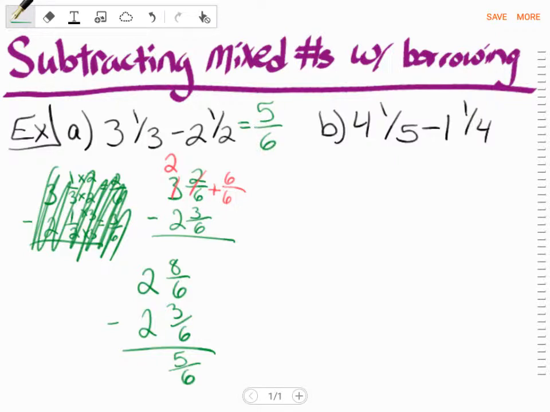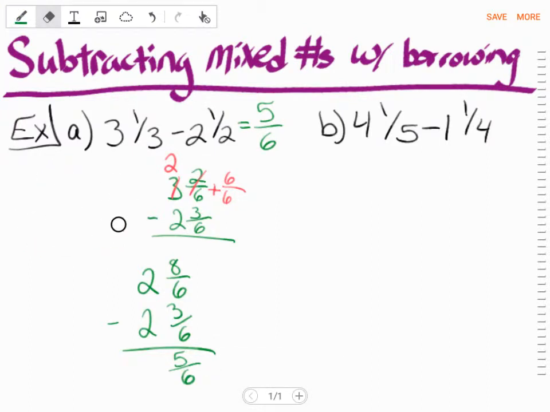Okay. Now the most confusing part with this problem for most people is adding this 6 over 6 over here, and we don't want to do it. We struggle with wanting to do that. Just make sure you're taking one whole away from this 3. Make sure you've got to add that 1 back over here, because otherwise you're changing the value of that number, and we don't want to change the value.